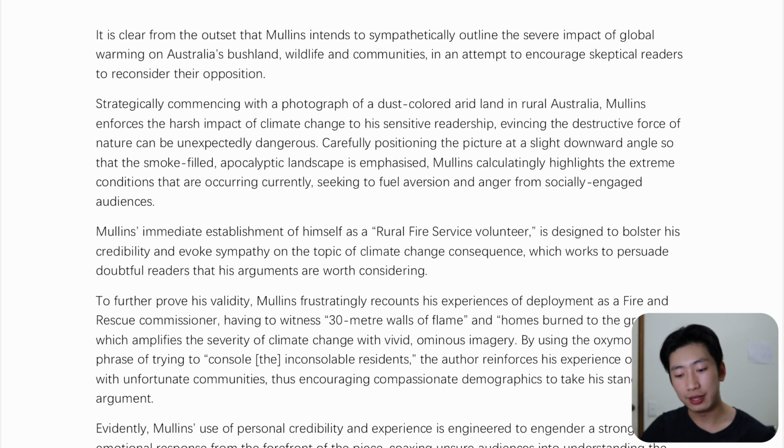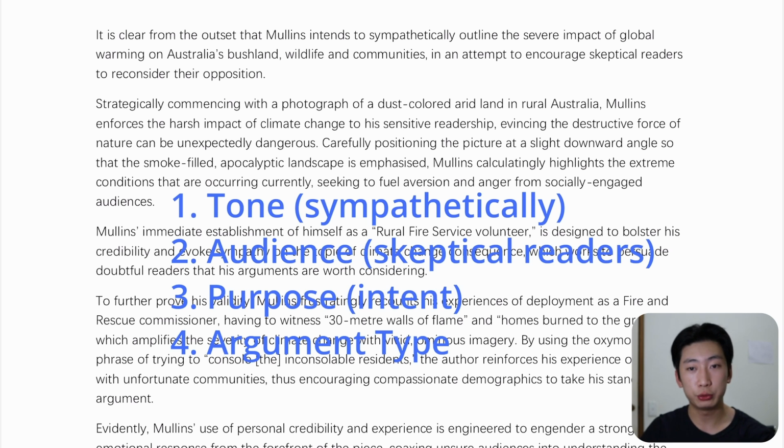It is clear from the outset that Mullins intends to sympathetically outline the severe impact of global warming on Australia's bushland, wildlife, and communities, in an attempt to encourage skeptical readers to reconsider their opposition. So this is an excellent topic sentence because it contains 3 of the 4 essential things of a topic sentence. So you don't always need all 4, 3 is plenty enough.